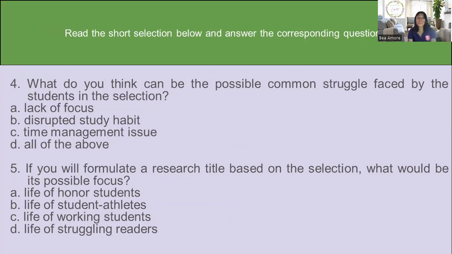4. What do you think can be the possible common struggle faced by the students in the selection? A. Lack of focus. B. Disrupted study habit. C. Time management issue. D. All of the above.